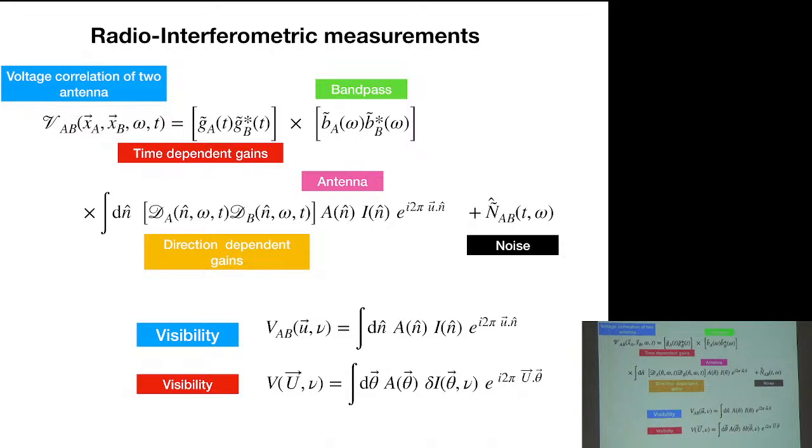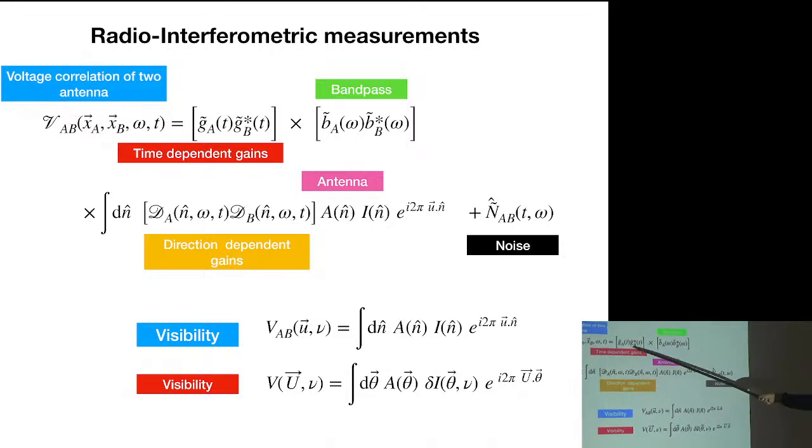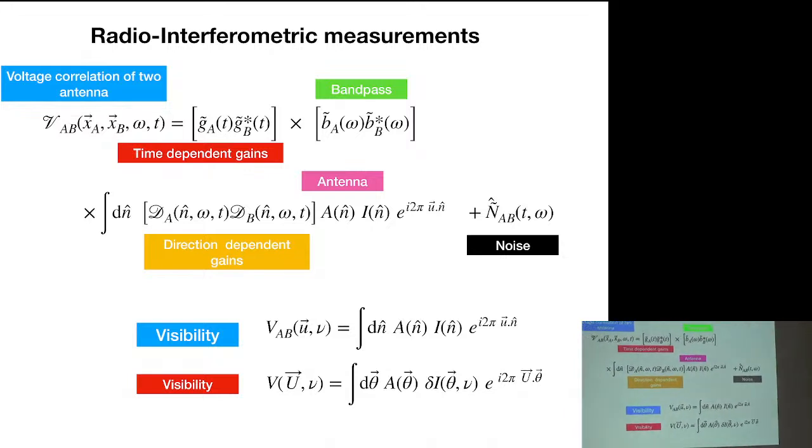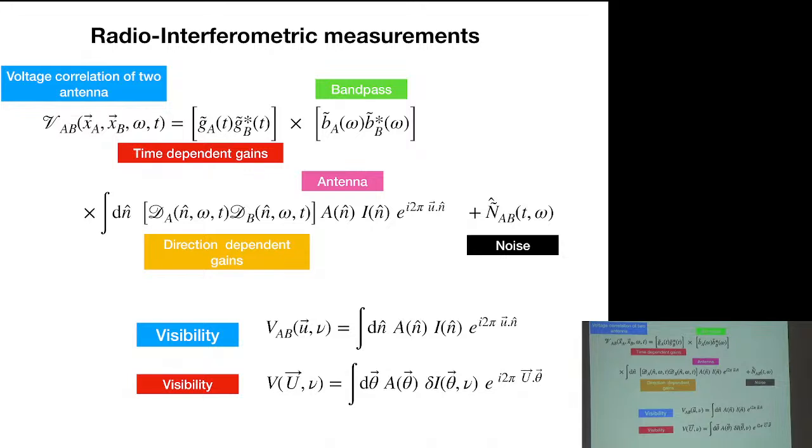Okay. Now, if I forget about all the gains for the time being, so this is one. By the way, the gains are supposed to be one, right? A good gain is one. Then you don't need to bother about it. So all these gains, if I consider them to be one, the time dependence is one everywhere, frequency dependence is one everywhere, the direction dependence is one everywhere. I forget the noise term. Then what I get in the left hand side, the voltage correlation, is equal to the visibility, which is given over here.